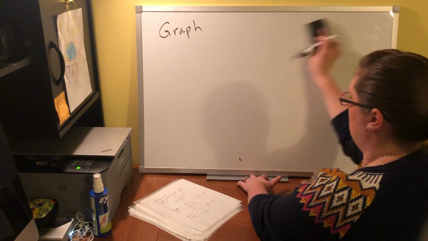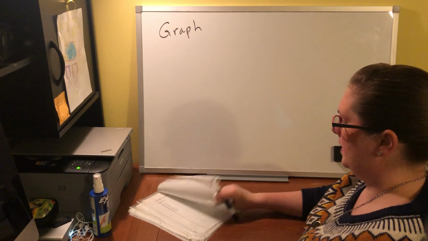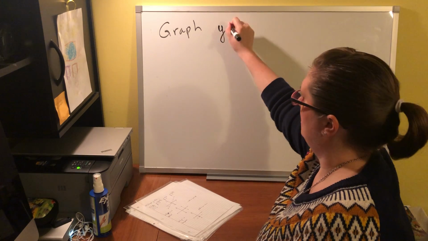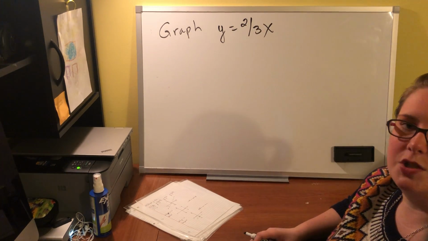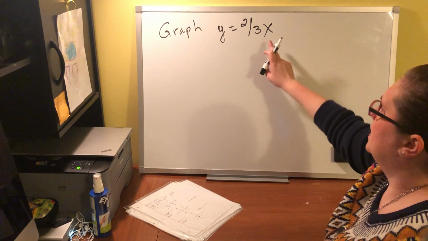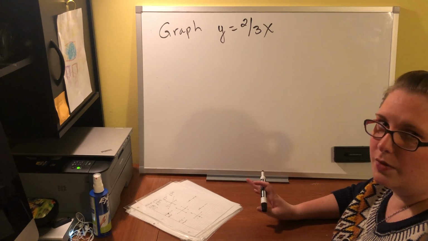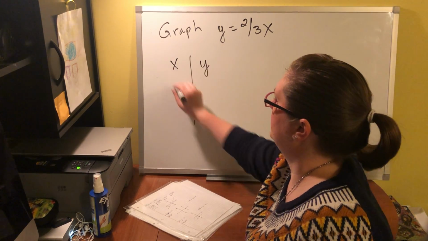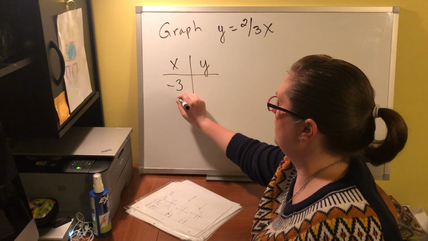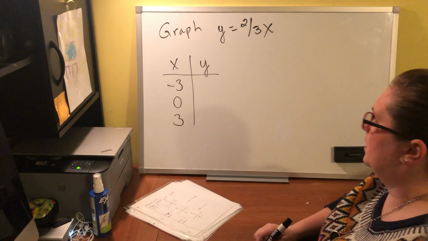We're going to go ahead and look at a different graph. All right, so let's say they gave us y equals 2/3 x. So this is similar to what we just did, okay? We want to eliminate that fraction, so I would use some form of 3 to eliminate it. So I would come up with my xy chart, and I would use -3, 0 is great, and a +3, okay, to eliminate that fraction.